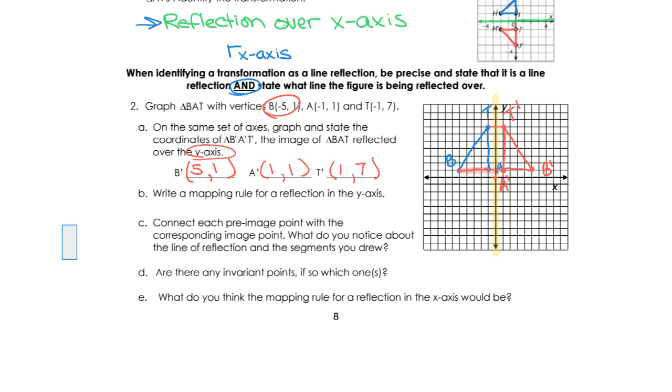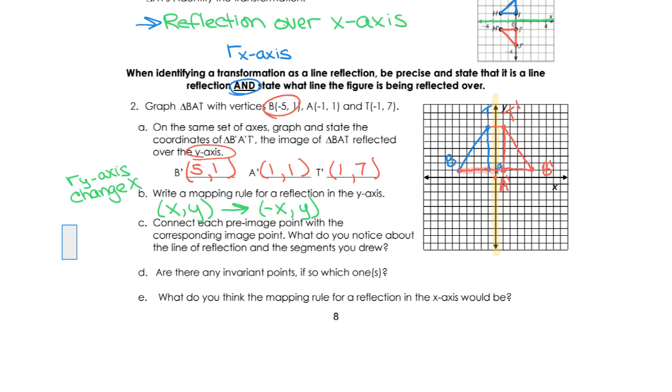Okay? So now part B says write a mapping rule for a reflection in the y-axis. When you reflect in the y, you change the x. Okay, when you reflect in the y, you change the x. All right, so for instance, if I have coordinates of x comma y, and I'm doing a reflection in the y, all I have to do is change the x by putting a negative, leave the y alone.